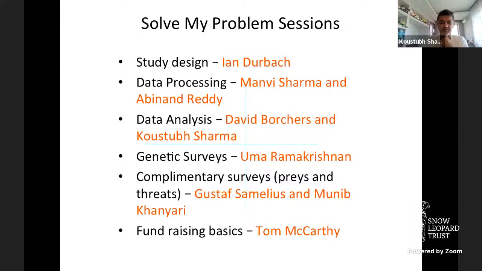Uma Ramakrishnan, complementary surveys and prey and threat surveys, led by Dr. Gustav Samilis and Munir Kanyari, both of them from the Snow Leopard Trust. And we have the basics of fundraising, which introduces us to concepts of writing grants, things like that, by Dr. Tom McCarthy from Panthera.